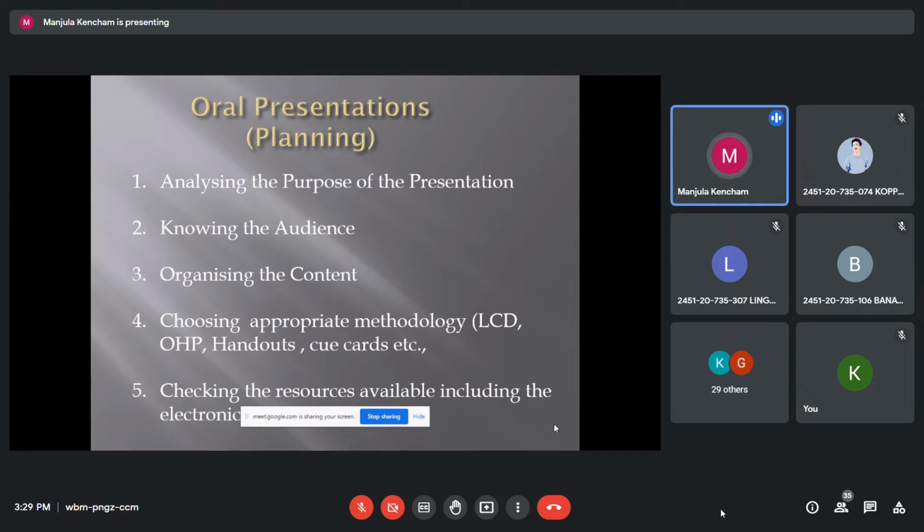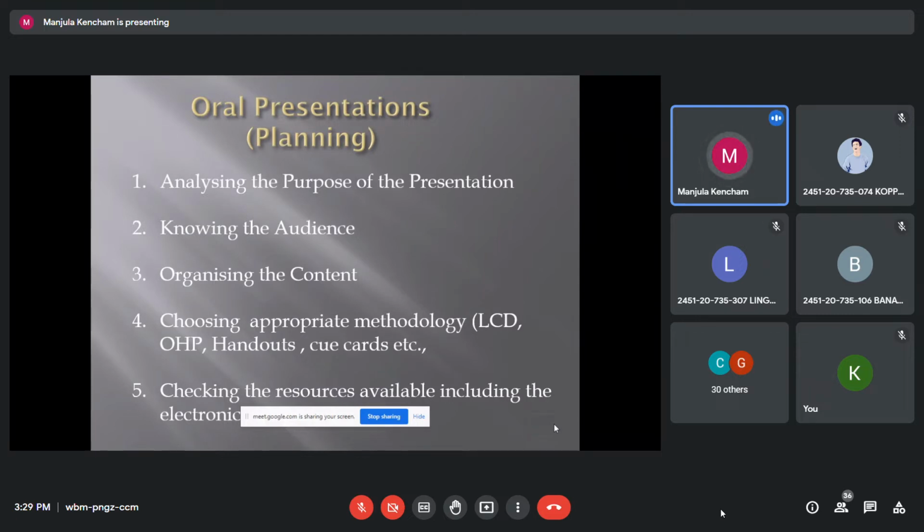But if at all I am presenting, I can think of making my plan to present either to inform my audience or to persuade my audience, because these two are the major categories for which presentations are made. Analyzing the purpose of the presentation: am I presenting to inform them or am I presenting to persuade them? Then knowing the audience is also a part of my planning.